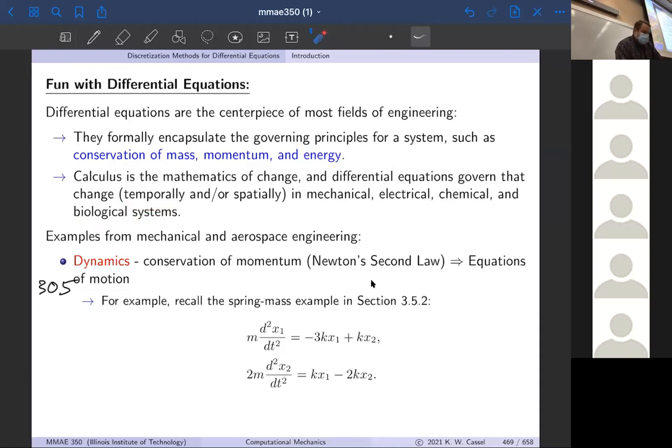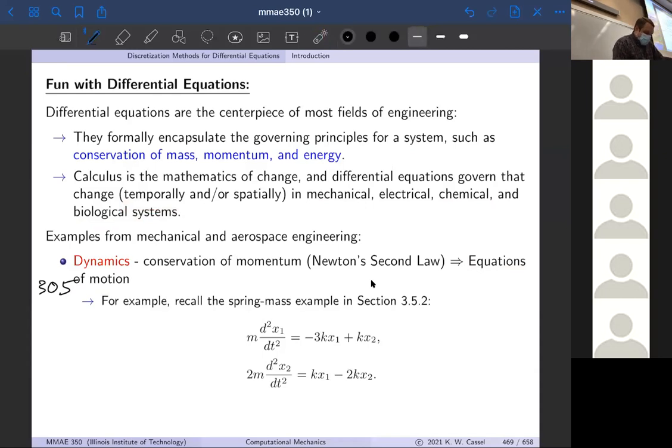It's conservation of momentum that is governing. So they give the equations of motion. You apply F equals ma to various systems of moving objects, which is what you do in dynamics, and you get the equations of motion.